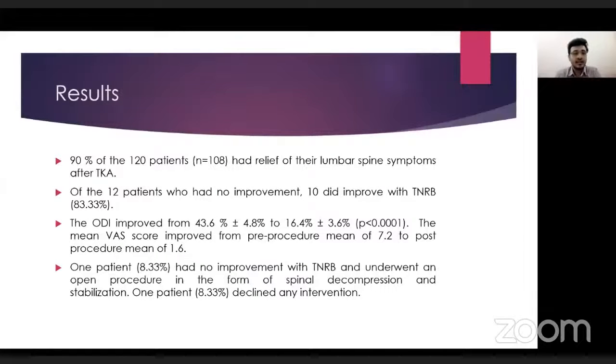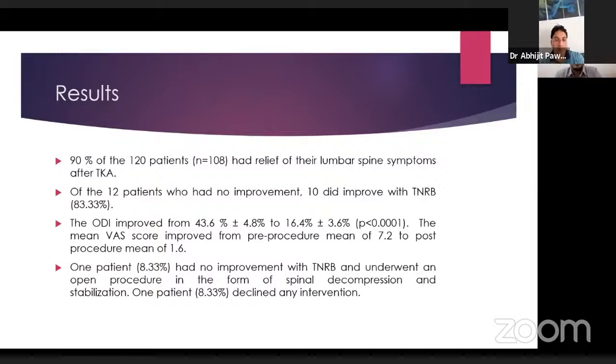We have a result that 90% of patients out of these 120 had relief of lumbar spine symptoms after total knee arthroplasty. Of the 12 patients who had no improvement, 10 did improve with minimally invasive procedures like TFESI, which constitutes approximately 84%. The Osteoarthritis Disability Index improved from 44% to 16% with a significant p-value, and the mean VAS score also improved from a pre-procedure 7.2 to a mean of 1.6 post-procedure.